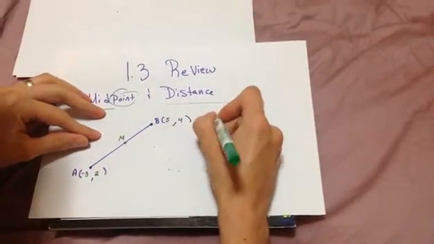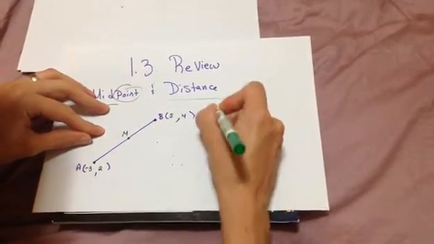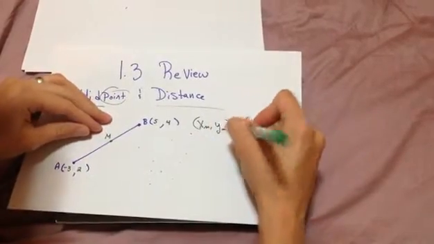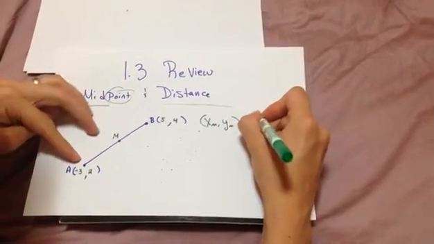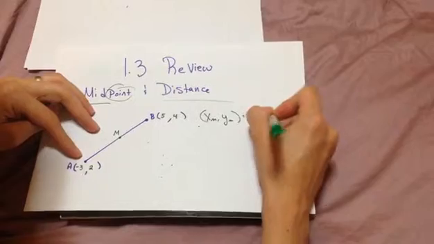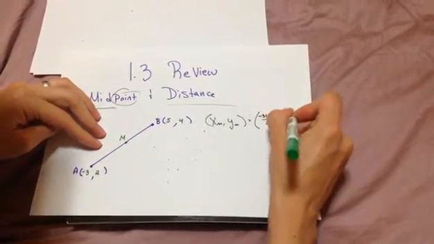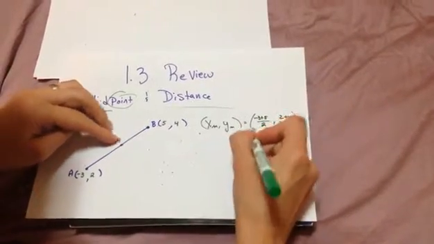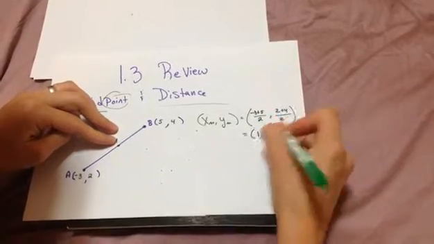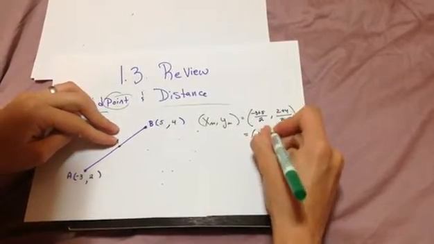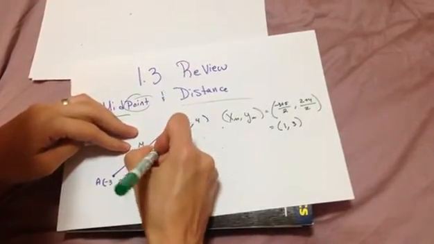So I might say xm, ym is equal to the average of the x's, so negative 3 plus 5 divided by 2, and the average of the y's is 2 plus 4 divided by 2. So then here I have 2 divided by 2 is 1, 6 divided by 2 is 3. So this point is 1 comma 3.